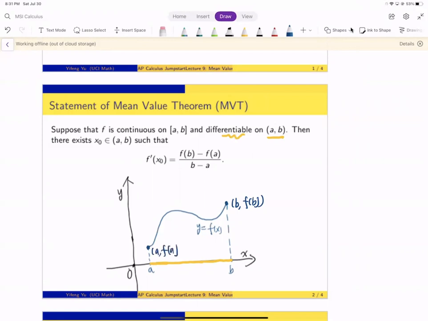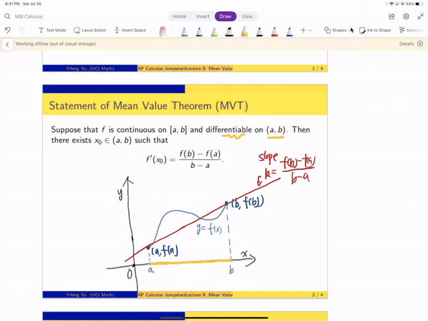Okay, now we connect these two points to get a line. From coordinate geometry, we know the slope of this line. The slope is calculated by the quotient between the y difference and the x difference. Okay, so this is the slope of the line.